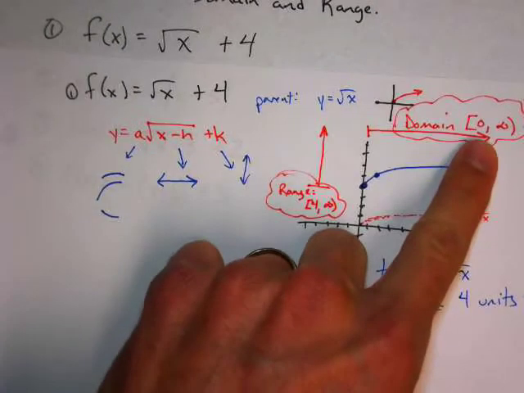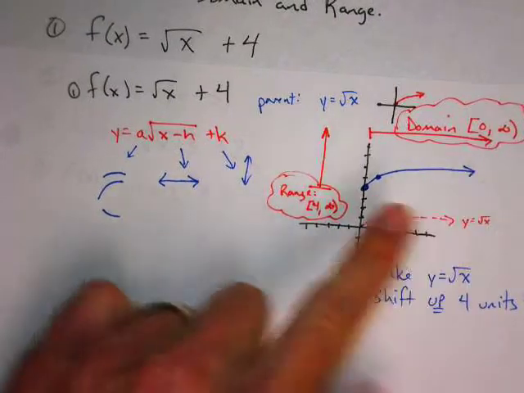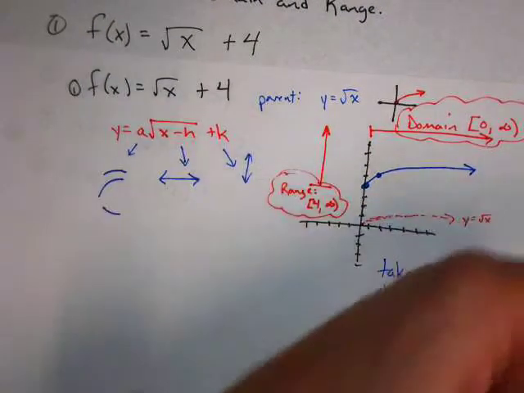Take a look at the graph. X can be 0 or higher. X could be 0 or bigger.